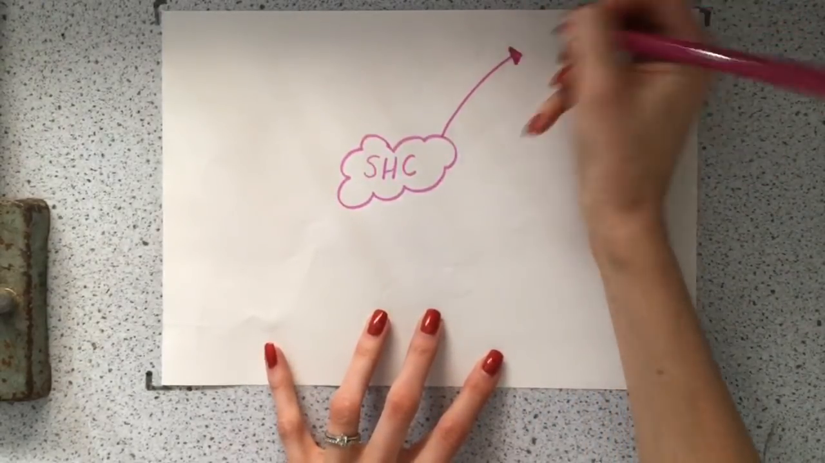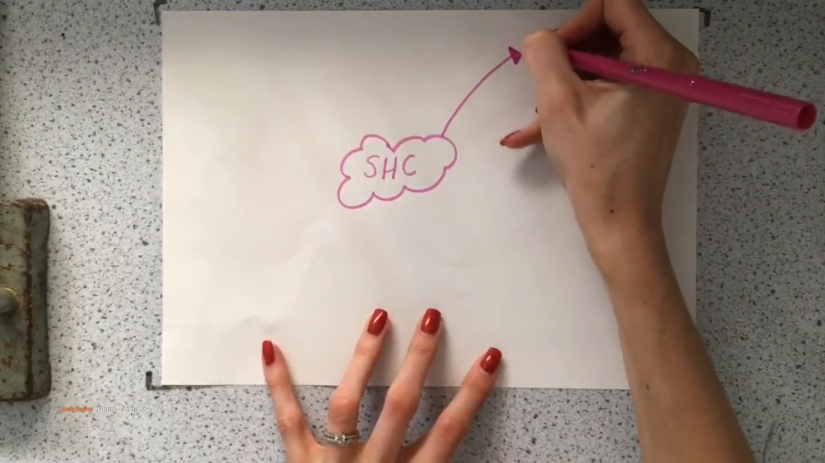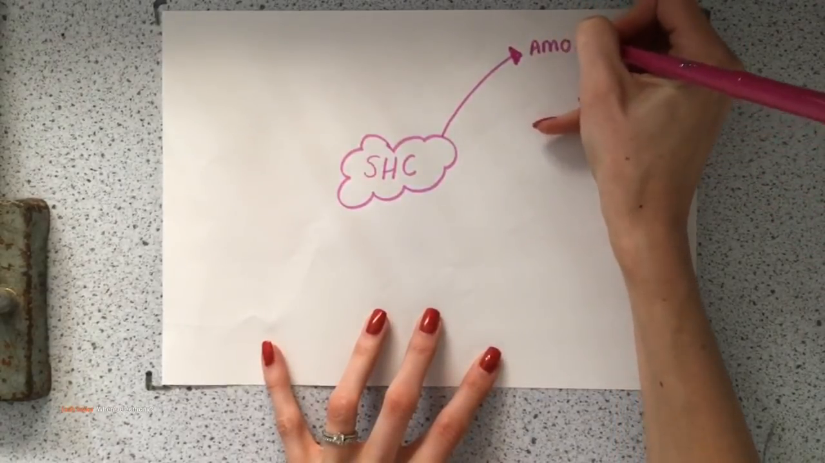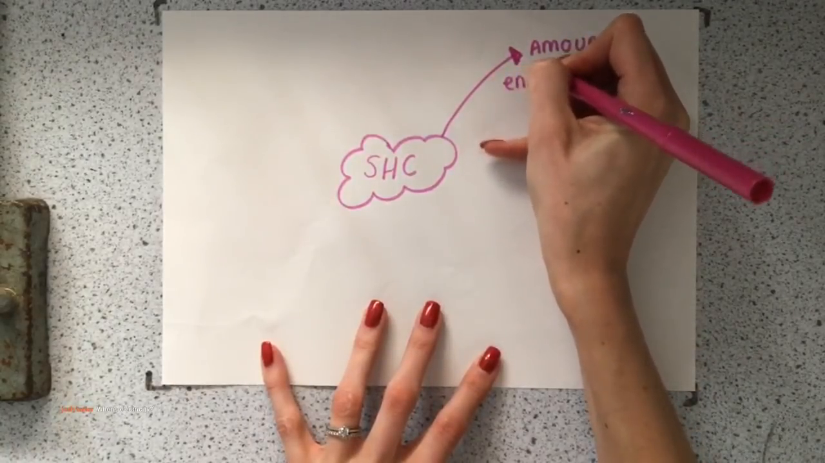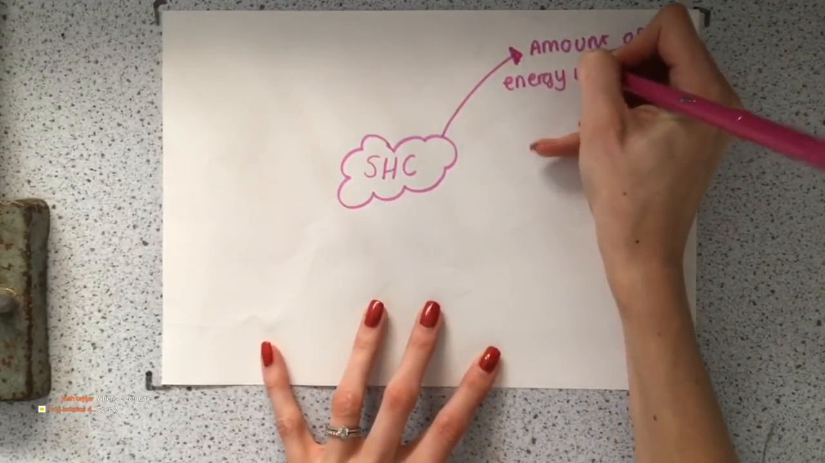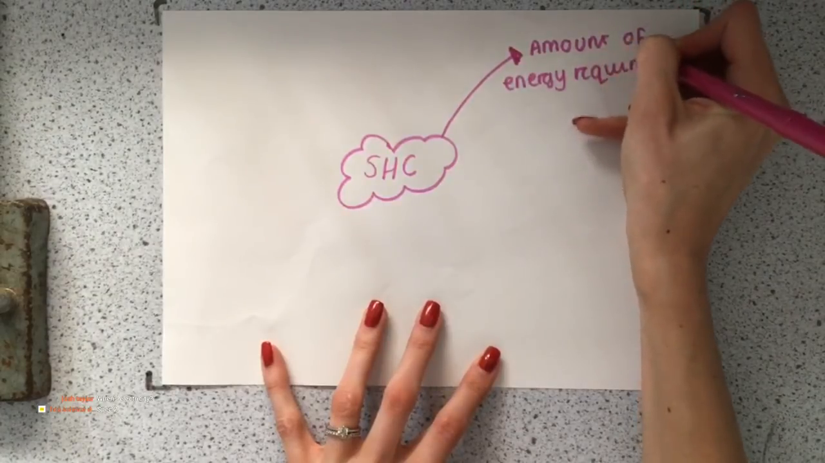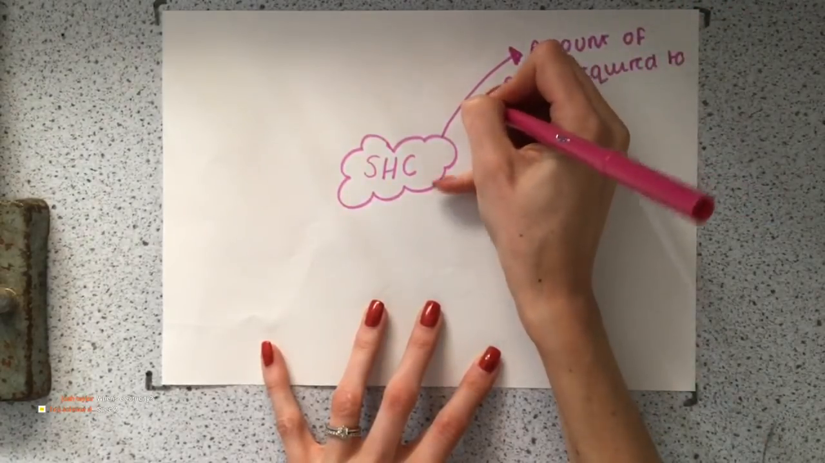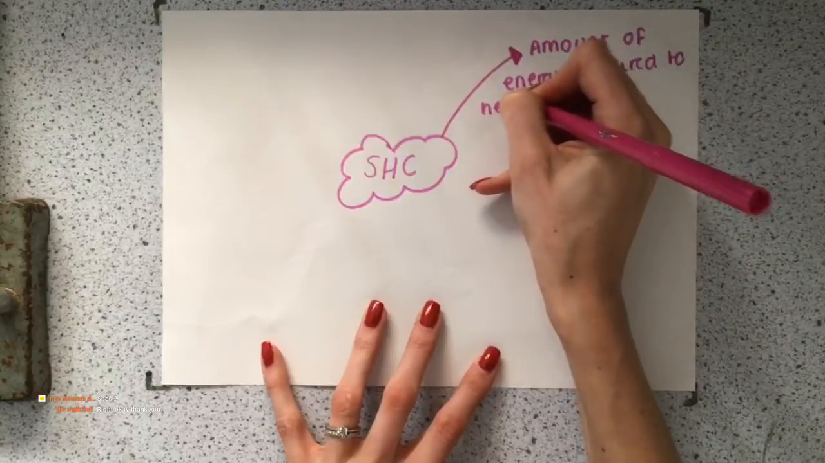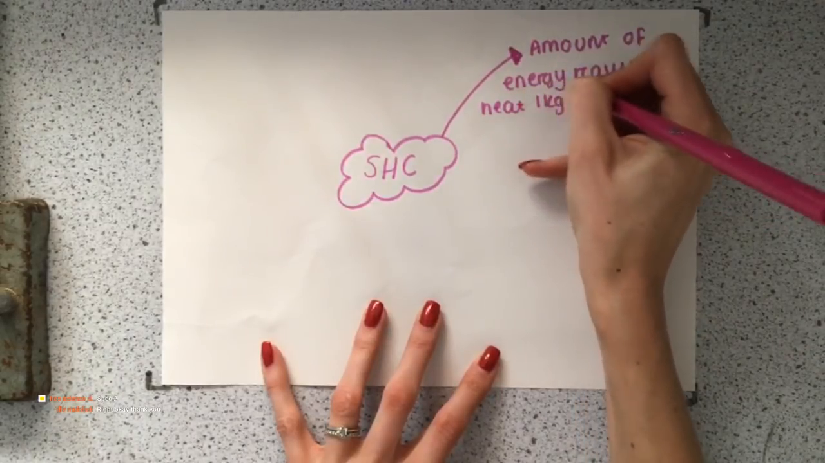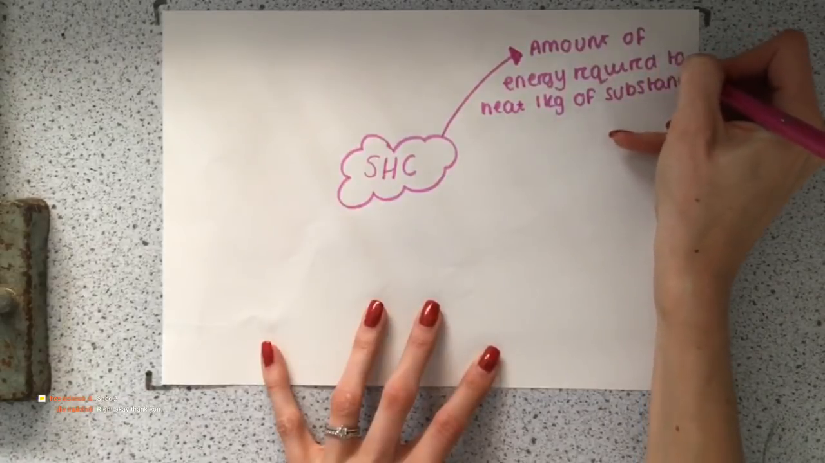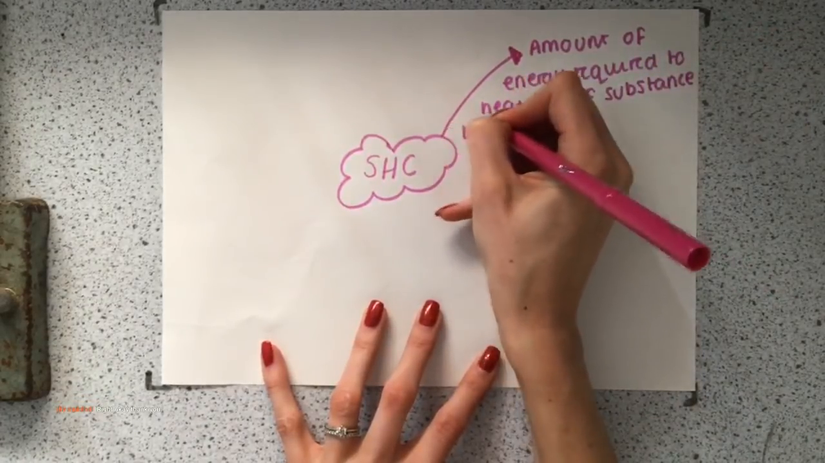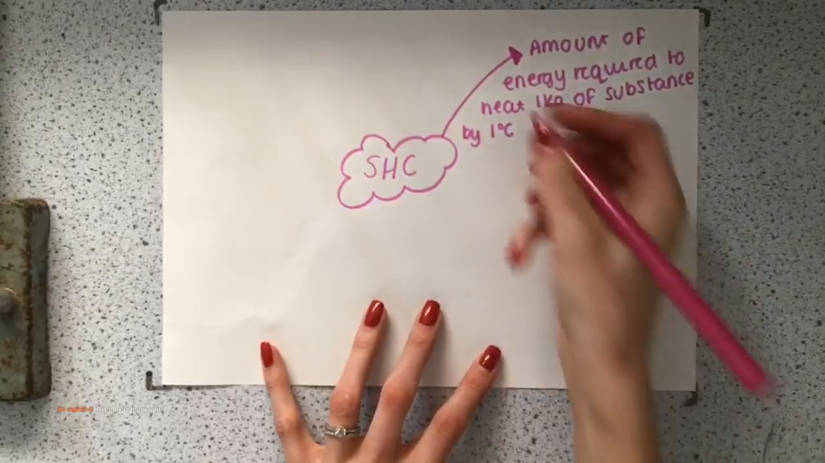So if you're asked what specific heat capacity is, it is the amount of energy required to heat 1 kilogram of a substance by 1 degree C. Okay, so that is the definition.